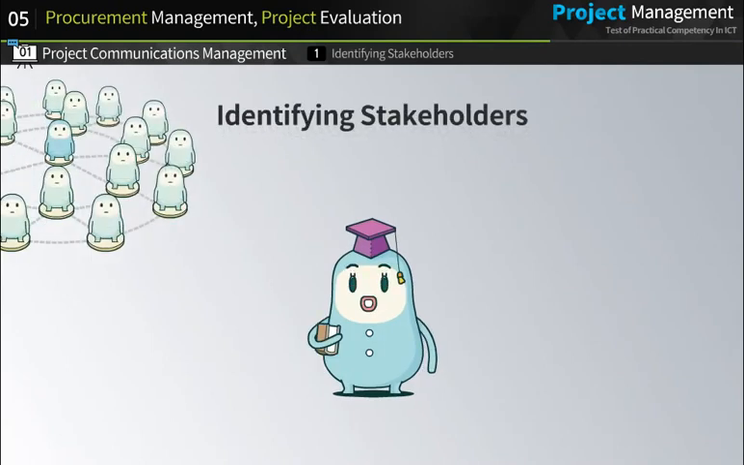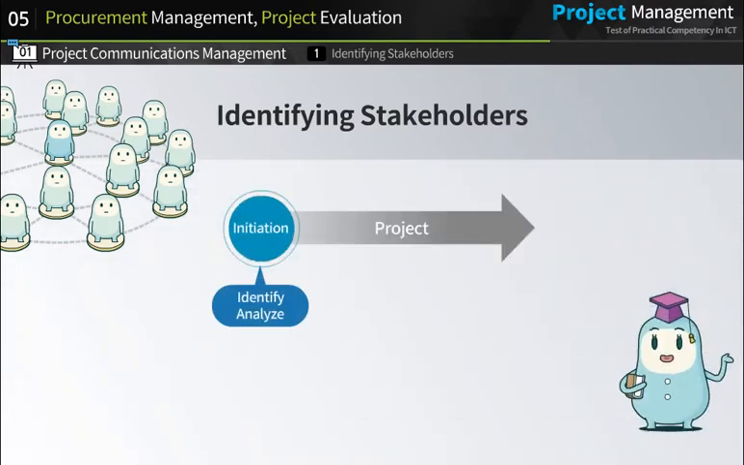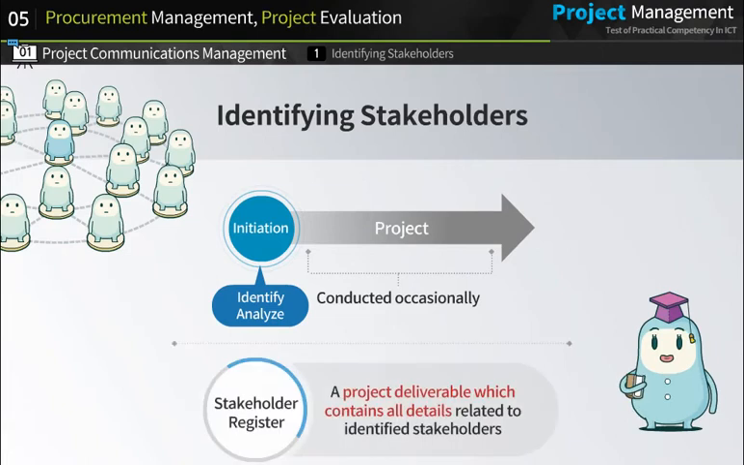Let's take a look at identifying stakeholders for project communications management. Identifying stakeholders is conducted at the beginning of a project. Also, it must be done occasionally during the course of a project. Such a document intended to identify project stakeholders is called the Stakeholder Register. This is a project deliverable, which contains all details related to identified stakeholders.